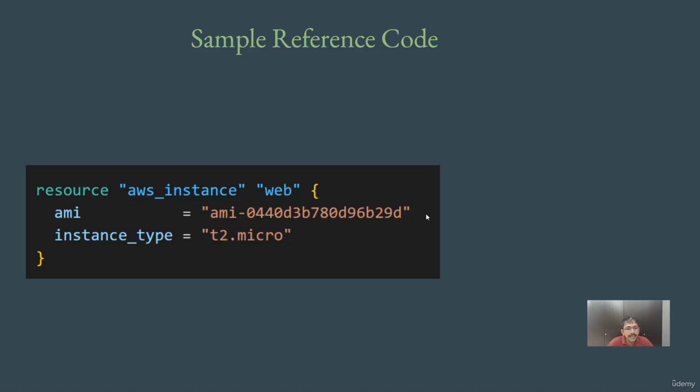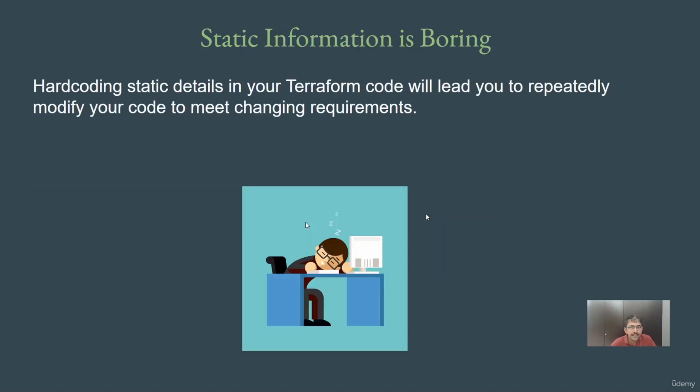For AMI, you will hard code the AMI ID here. However, this creates an issue primarily because this is a hard-coded static value. What issue this will create is something that we'll discuss in just a moment. But note that this is a hard-coded static value. Now generally in a production environment, as much as possible you should avoid hard coding the static details within your Terraform code. Otherwise sooner or later it will lead you to repeatedly modify your Terraform code to meet the changing requirements. We are going to discuss what exactly this means.